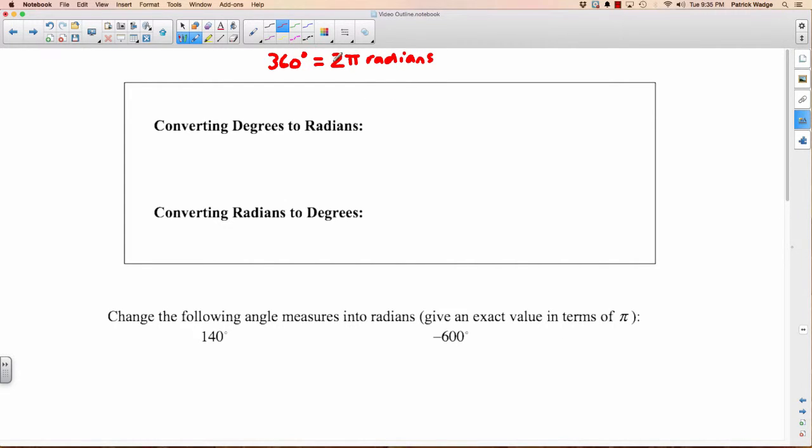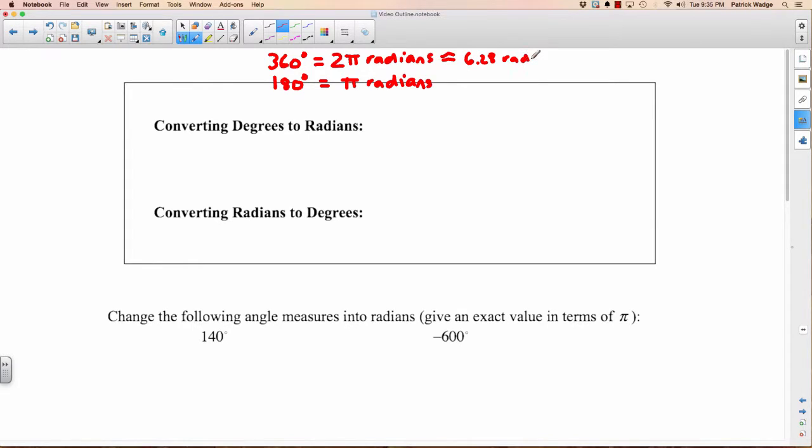We can even get another simpler form of this. What if we divide both sides by 2? You end up with 180 degrees, or halfway around a circle, is equal to pi radians. Now that might be hard for you to picture, 2 pi radians. So remember, pi is just a number, right? It's 3.14 whatever. So 2 times 3.14, it's approximately, because pi actually goes on and on forever, it's an irrational number, approximately 6.28 radians.